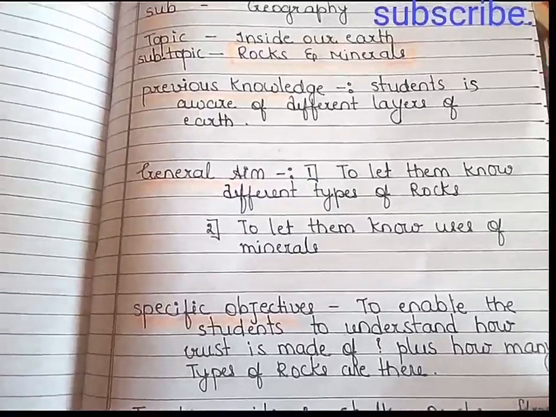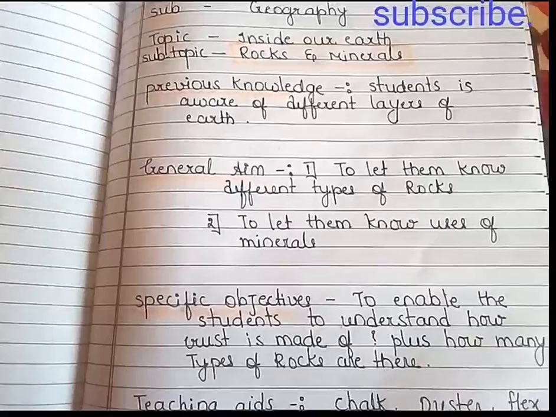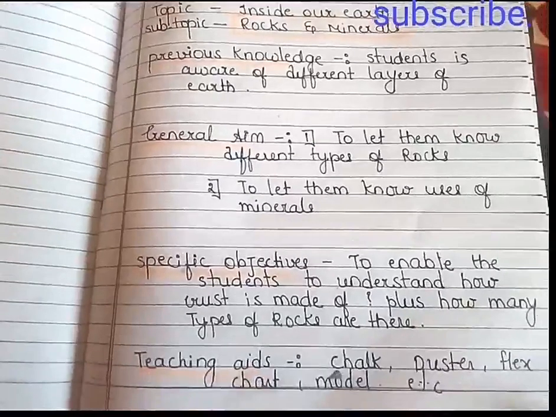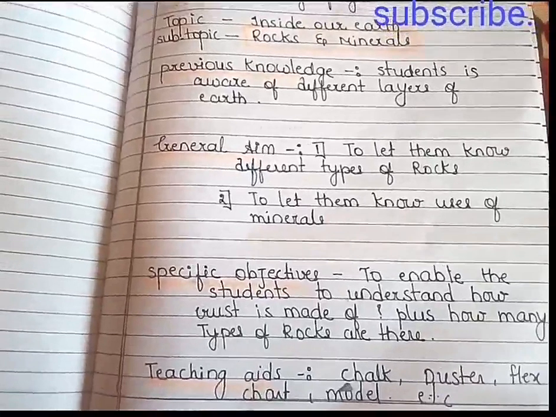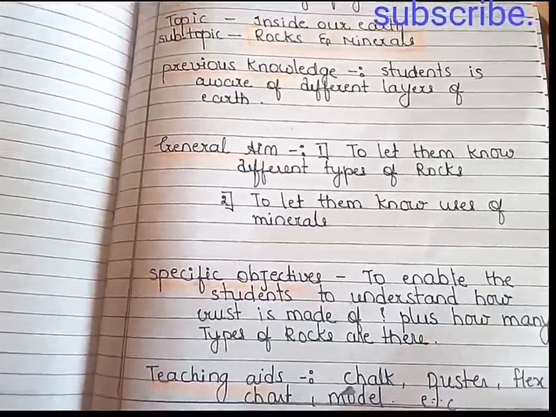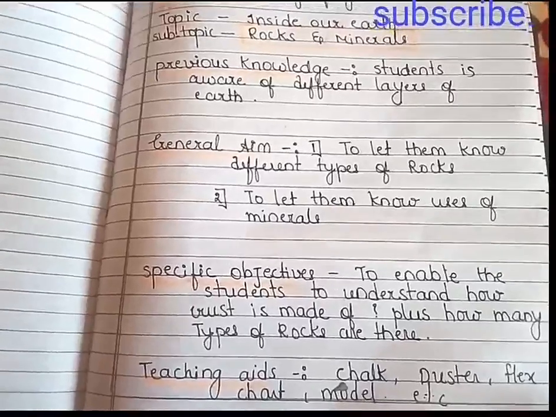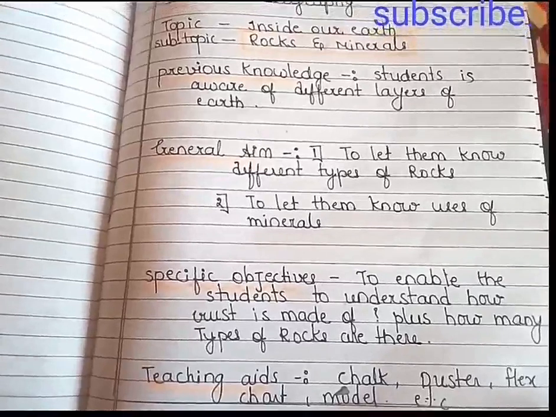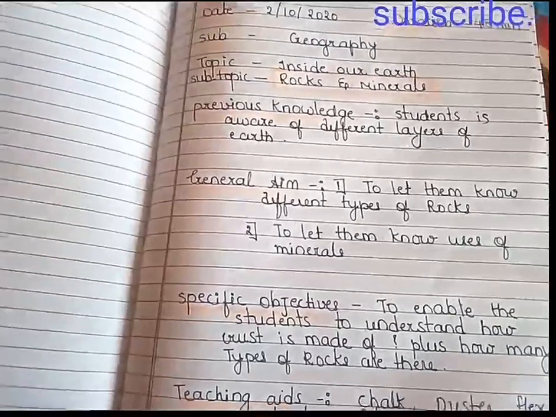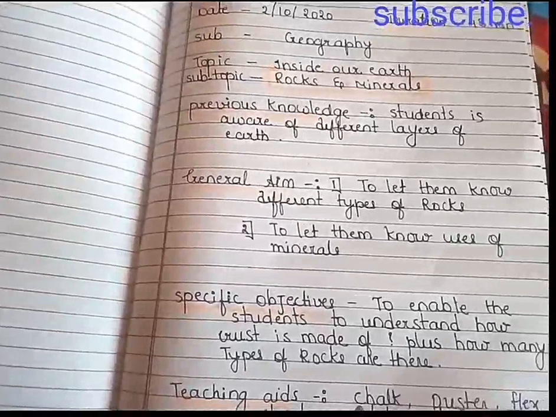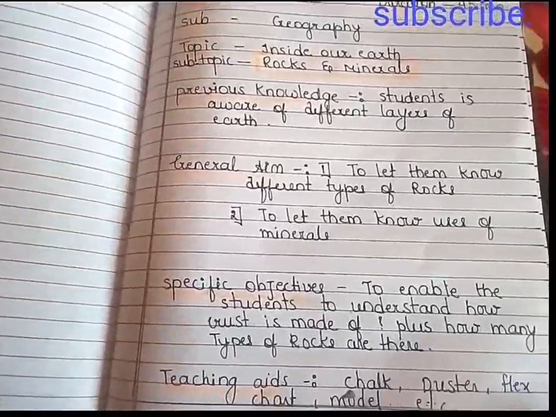Specific objectives. For specific objectives we have to write similar to the general aim. We have to write that we want them to understand what and how the crust is made up of, plus how many types of rocks there are. Okay, and for teaching aids as usual we have to write chalk, duster, model, flexet, whatever teaching aids we are going to use. We have to mention all that. So like this we have to make the first page of our lesson plan.